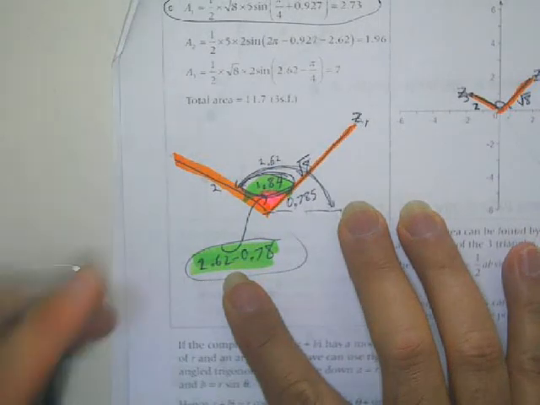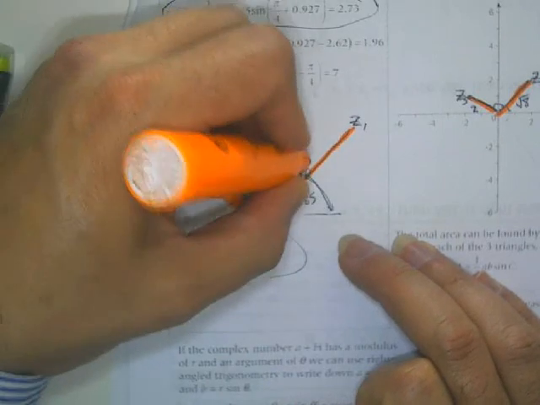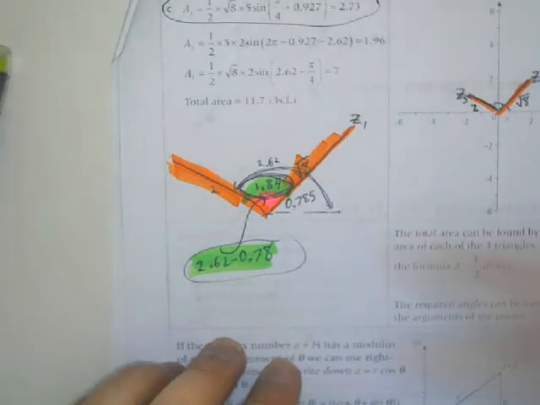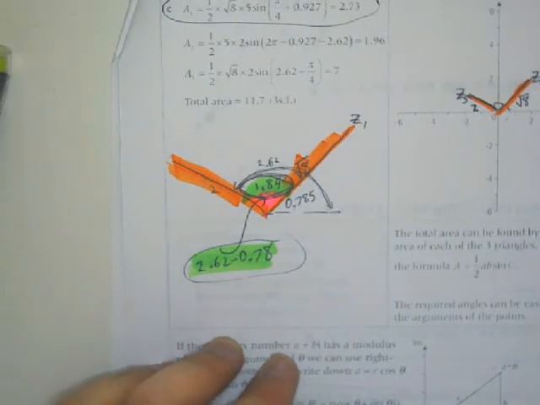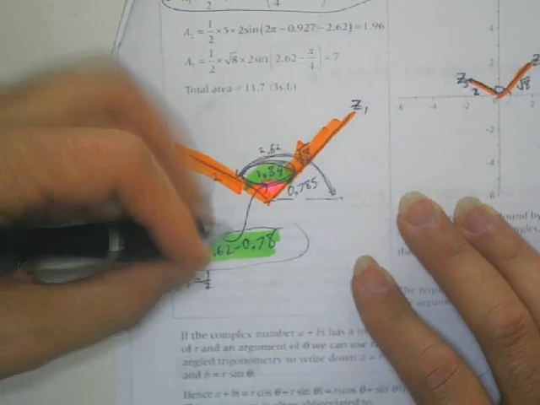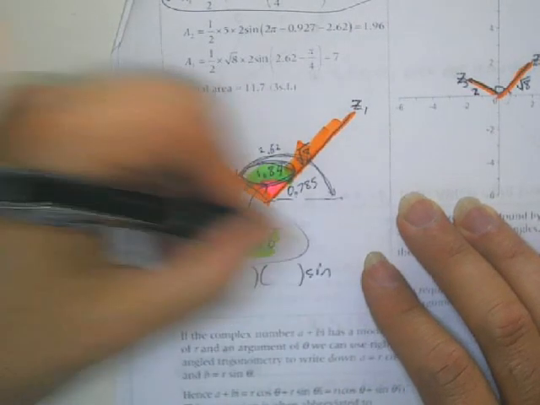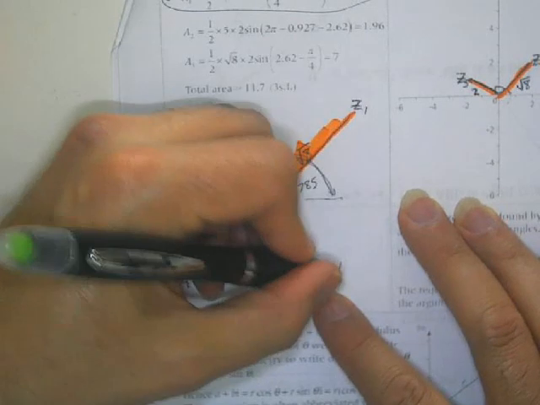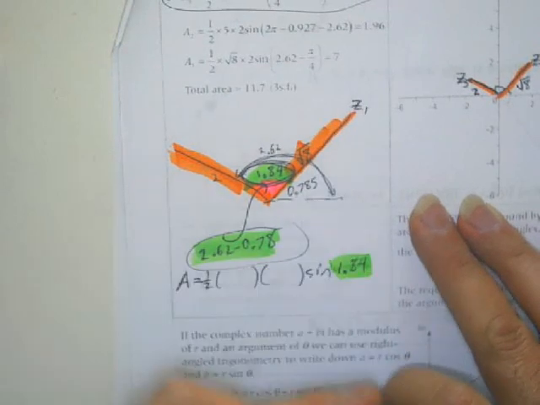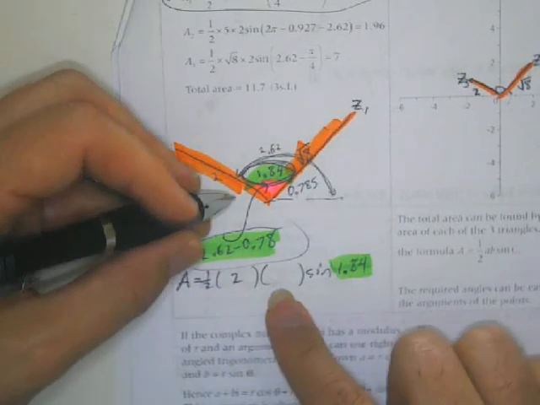Okay, so I know this length here is 2. I know this length here is square root of 8. And the formula for the area of a triangle is 1/2 side side sine of this angle. So we said that's 1.84. That's my angle. And we know that this one length is 2, and this length here is square root of 8.